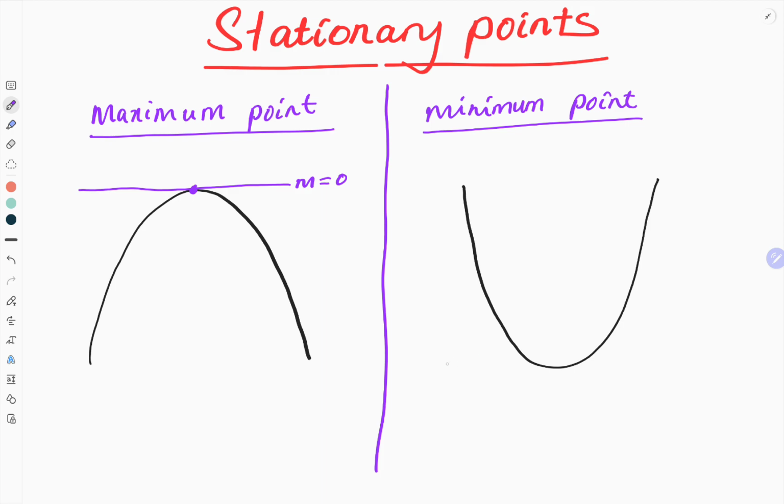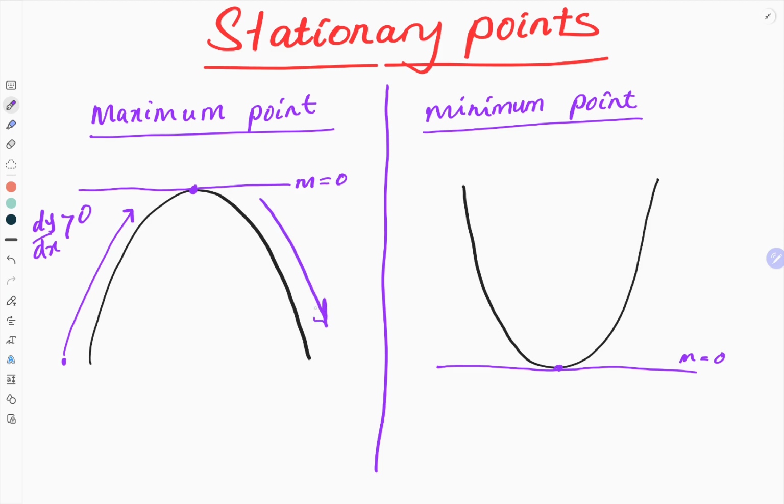And similarly, on the minimum graph, if you find the gradient of the minimum point, that will be equal to 0, and that is also a stationary point. Just to describe these graphs, from this part going up, it's like you're going up the mountain. Therefore, the gradient on that side, the dy dx, is positive, so it's greater than 0 because you are increasing in gradient. Whereas here, it's a negative gradient because you are going down, so your dy dx is less than 0.